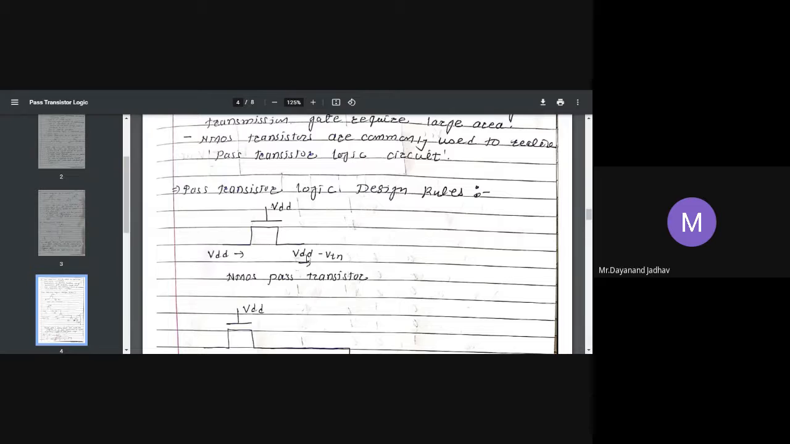See here, this is the NMOS pass transistor logic. VDD is applied, means high voltage is applied. Then the output it gives is VDD minus VTN, means the applied voltage minus its threshold voltage when high voltage is applied. Here VGS is equal to VDD, then the output is VDD minus threshold voltage. This is the logic behind the NMOS pass transistor.